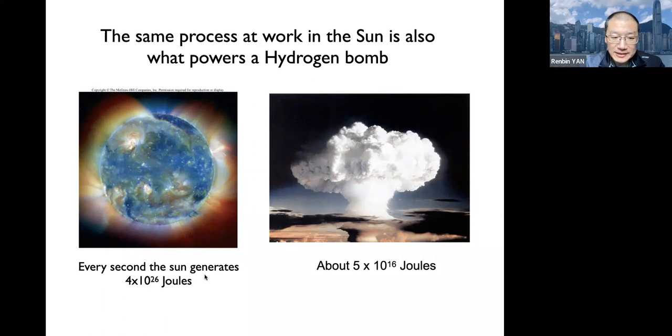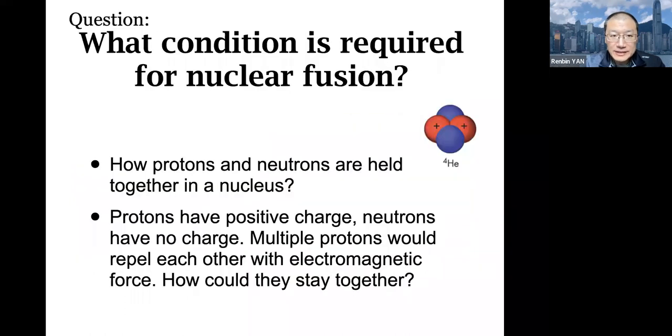The sun generates about 4 times 10 to the 26 joules, but a hydrogen bomb is only about 5 times 10 to the 16 joules. So the difference is about 10 billion. The sun is like 10 billion hydrogen bombs every second. That is a big difference. But the first question we want to understand is what condition is required for nuclear fusion?